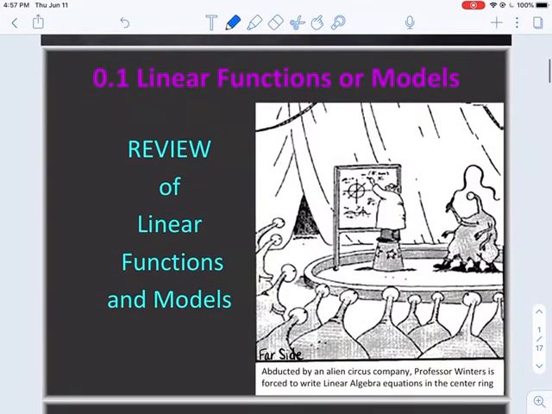Well, here's a little Far Side cartoon that I thought you might like. Abducted by an alien circus company, Professor Winters is forced to write linear algebra equations in the center ring.